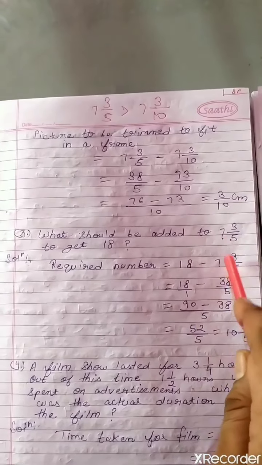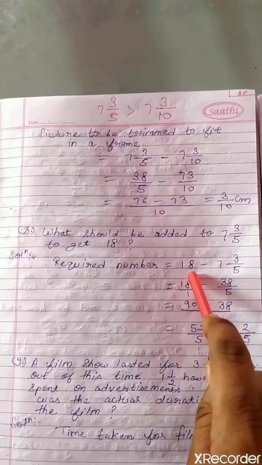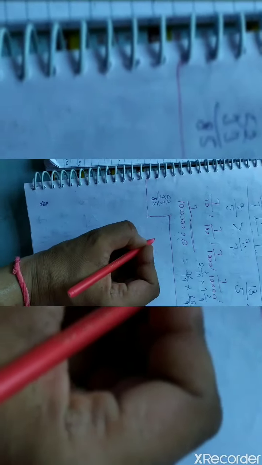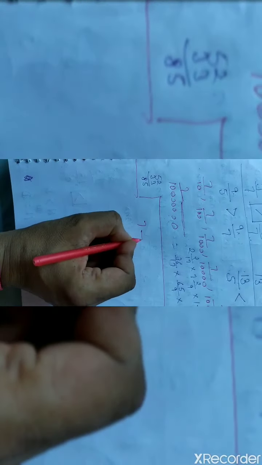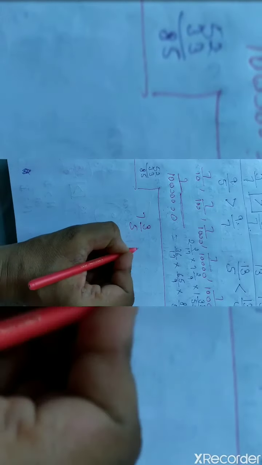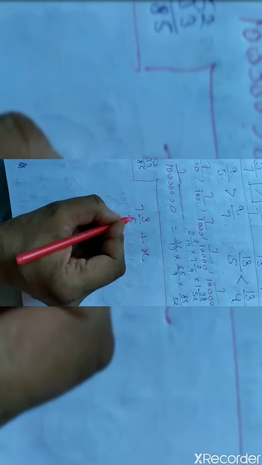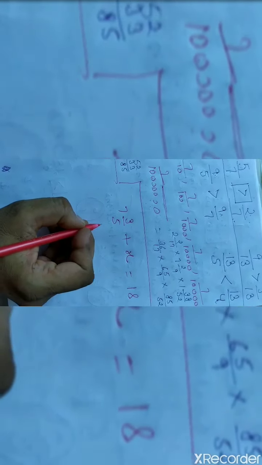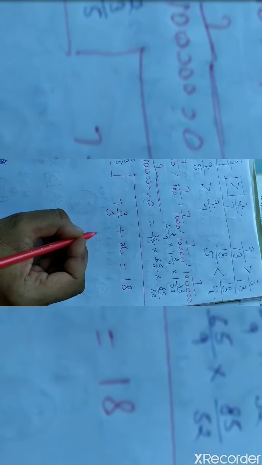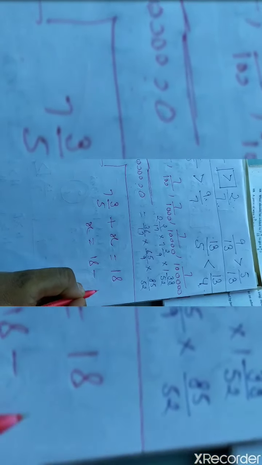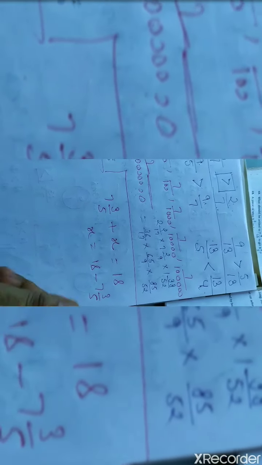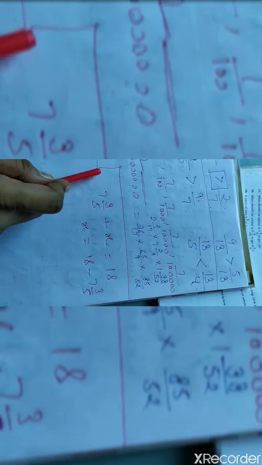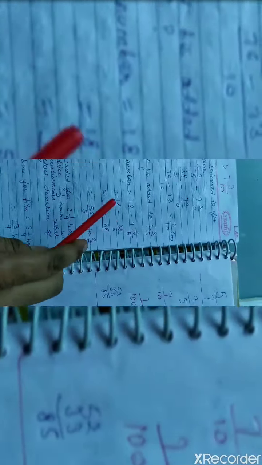Now the question is why we have subtracted this 7 whole 3 by 5 from 18 to get that number. Okay, so now we will see that. Suppose the number you will add is x. What number will you add to 7 whole 3 by 5 so that the sum will be 18? Then 7 whole 3 by 5 plus x equals 18, and x equals 18 minus 7 whole 3 by 5. When it changes sides, the sign changes: on the left side it is plus, on the right side it is minus. So that's why we subtracted here.